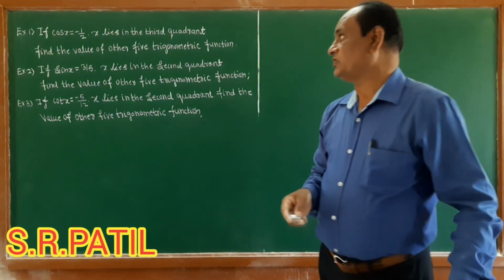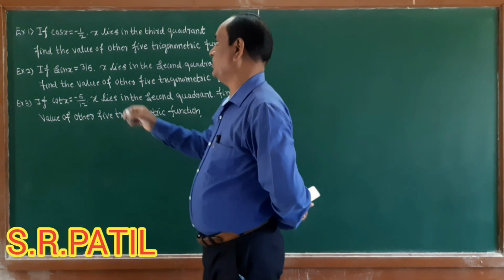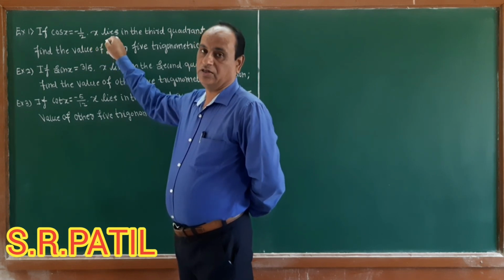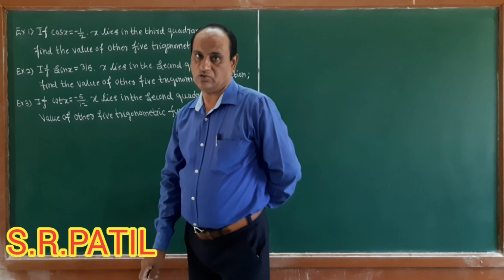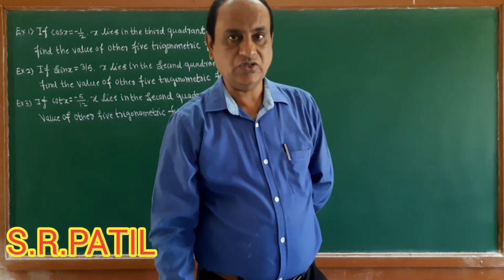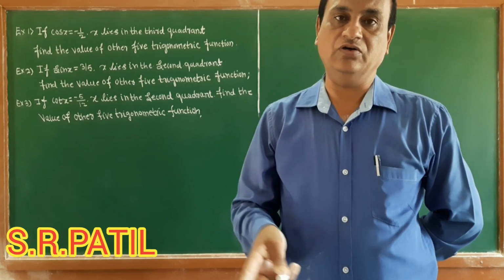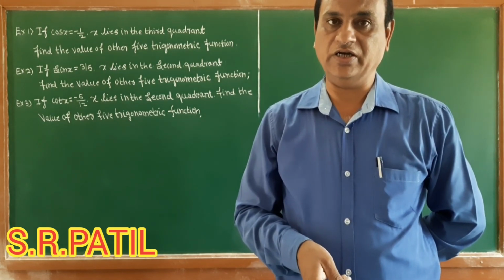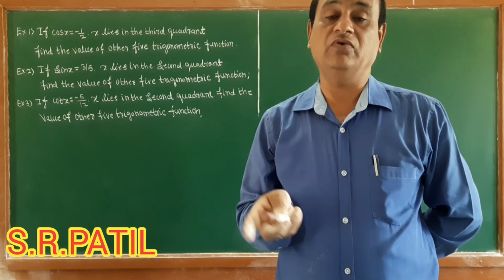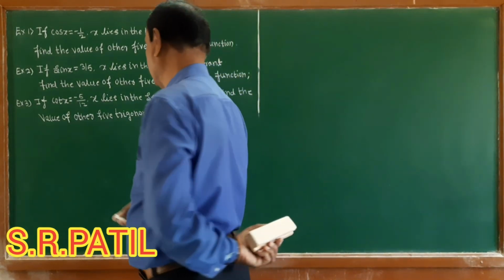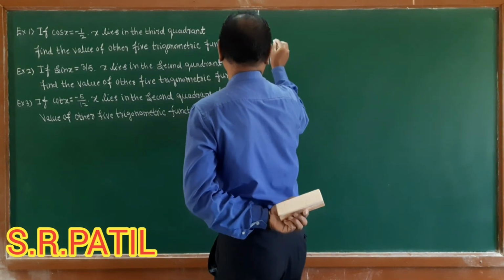Okay, so the first one is cos x is equal to minus 1 by 2, x lies in the third quadrant. In the third quadrant, tan is positive, so cot is also positive. The remaining 4 trigonometric functions are negative. Okay, the solution for the first problem is very simple.